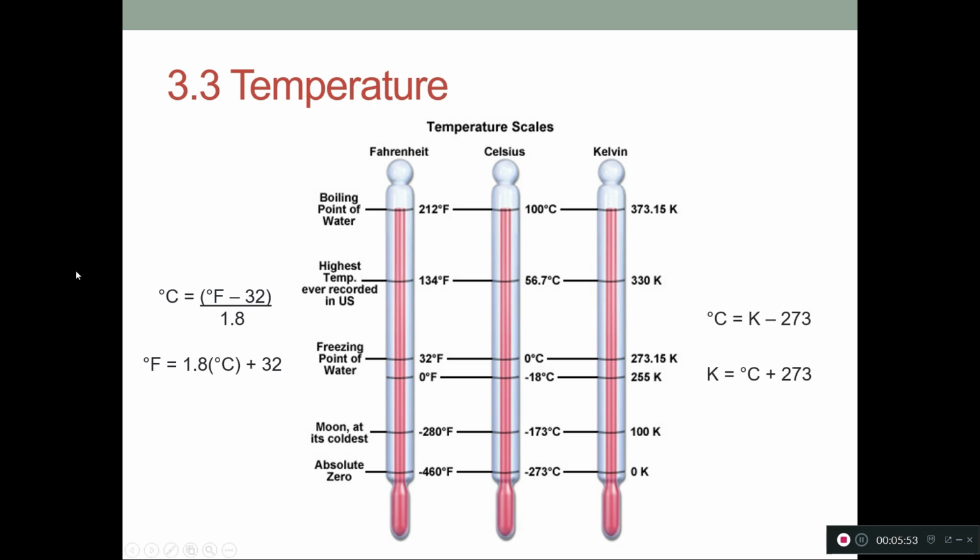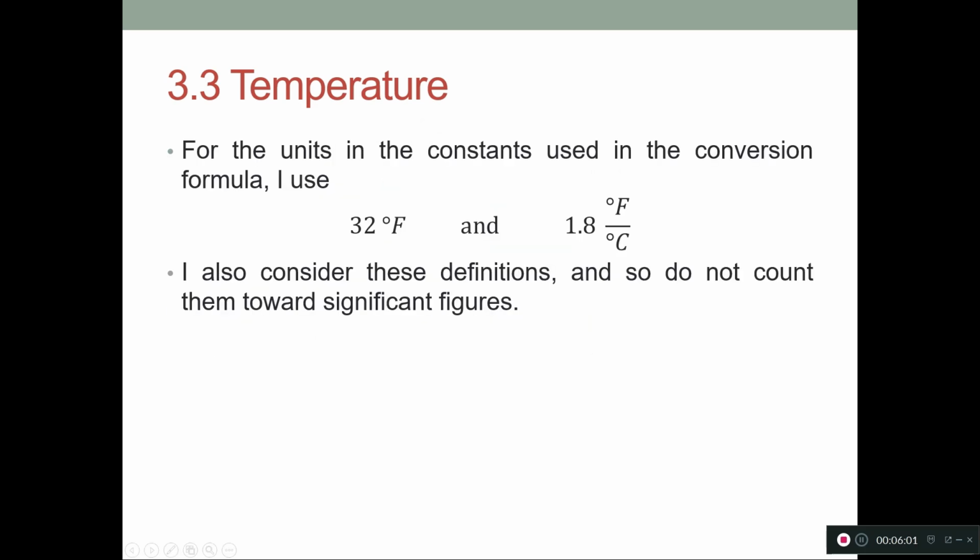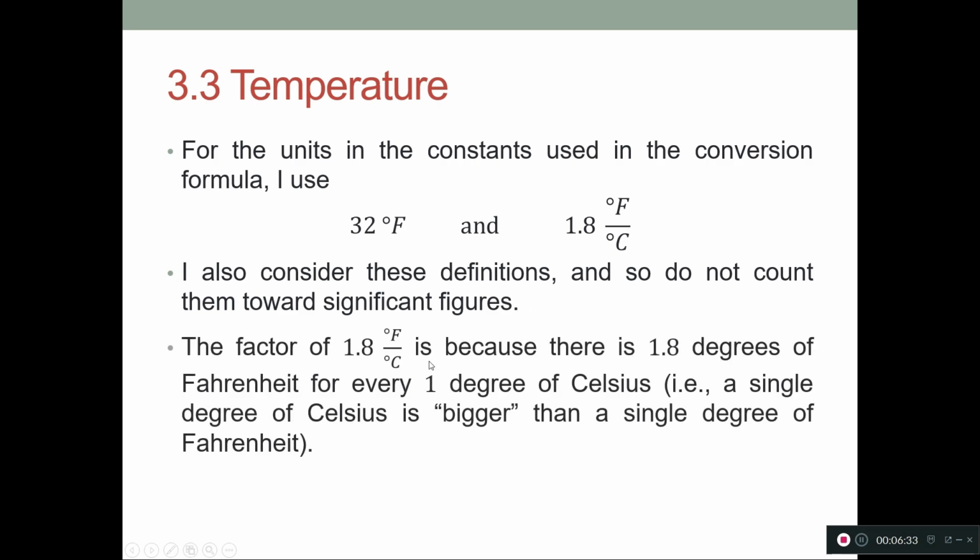And then we have this for converting between Celsius and Kelvin. And so for the units in these constants, the 32 and the 1.8, you often see these formulas without the units actually shown explicitly, but these are the units you can use if you are trying to solve these by canceling units. And so the 32 has degrees Fahrenheit, and the 1.8 is degrees Fahrenheit per degrees Celsius. And I also consider these definitions, so I do not actually count these towards the significant figures when you are doing these conversions.